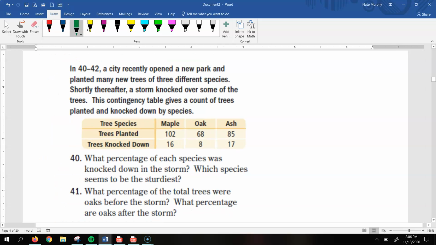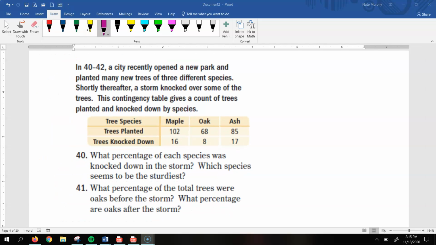All right. So 40 and 41 here. This was actually a tricky problem if you didn't understand this table or if you just looked at it quickly. Because here it says a city recently opened a new park and planted many new trees of 3 different species. Shortly thereafter, a storm knocked over some of the trees. This contingency table gives a count of trees planted and knocked down by species.